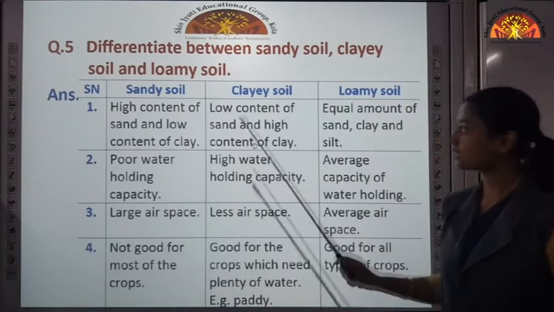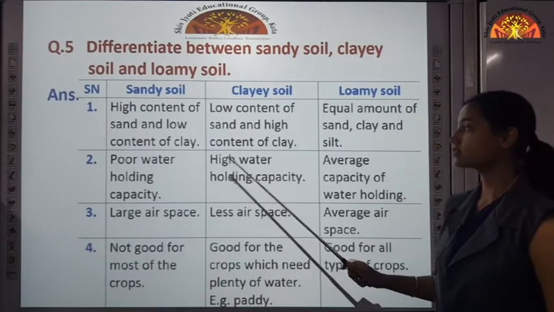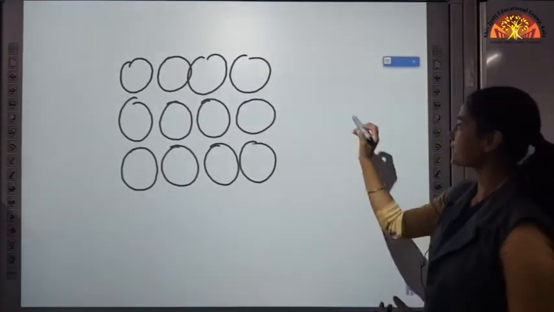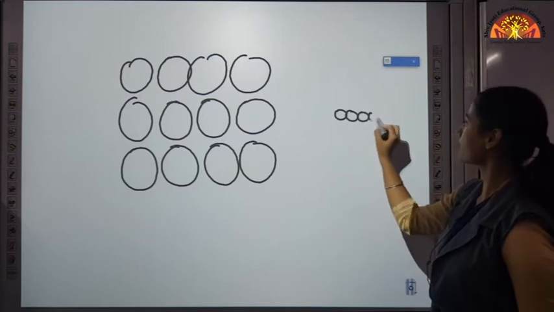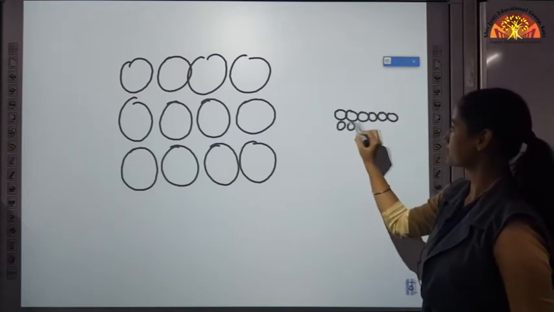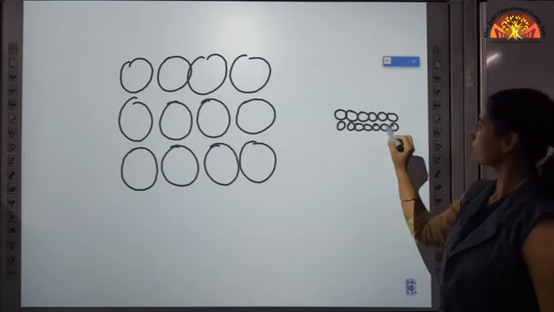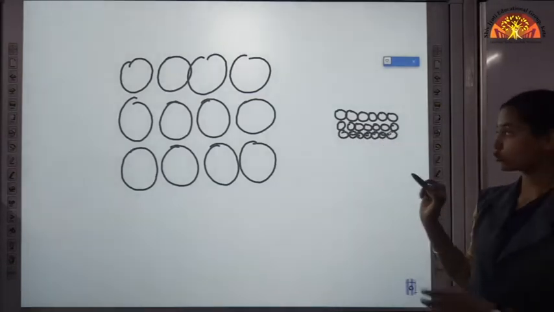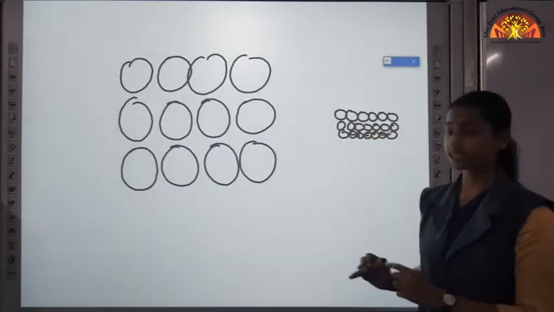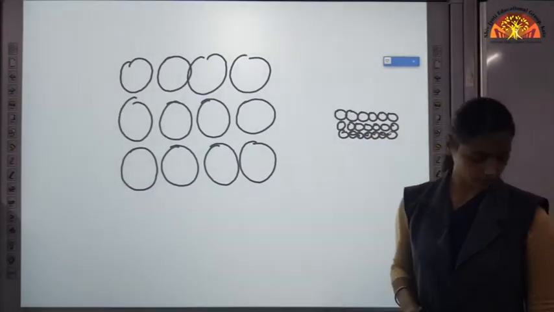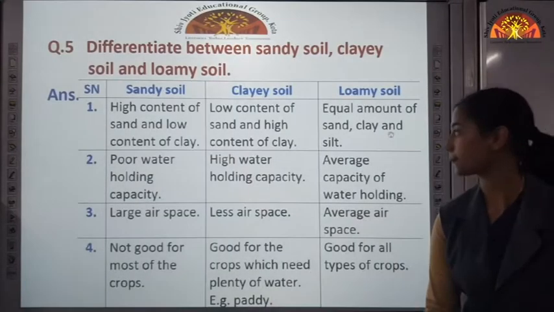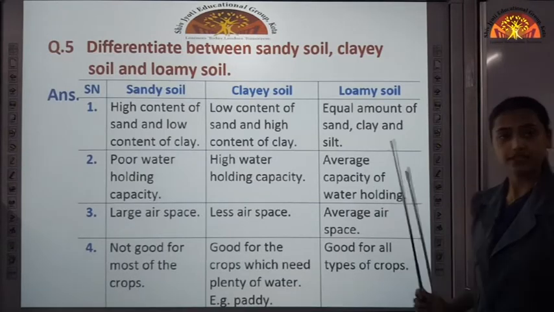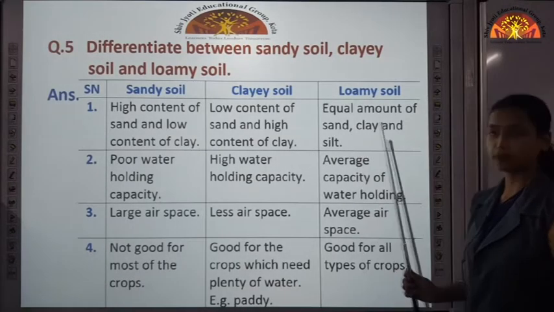But in case of clay soil, this soil has high water holding capacity. Why? Because of the size. The size of clay particles is less. So, they have less spaces in between the particles, so they can hold more water, and that is why clay soil has high water holding capacity. Whereas loamy soil has average water holding capacity, because this soil has an equal amount of these particles.